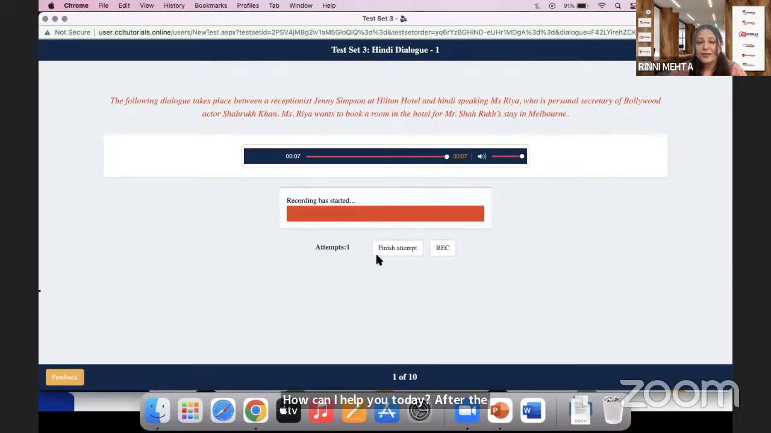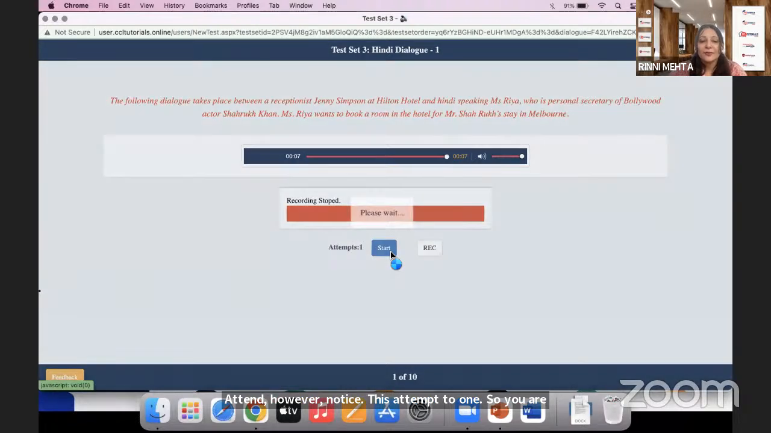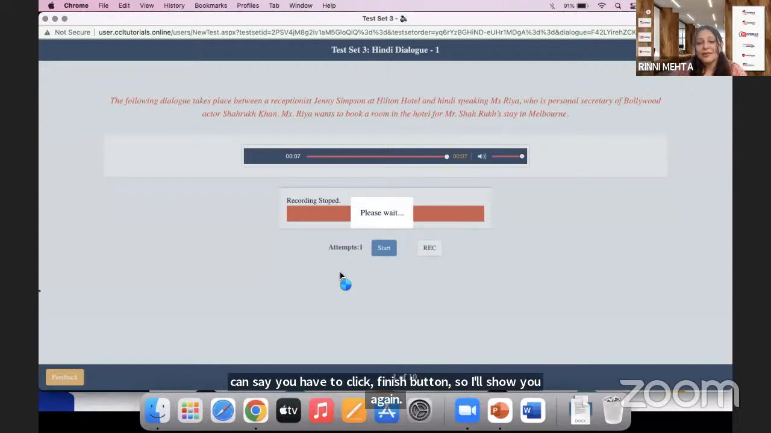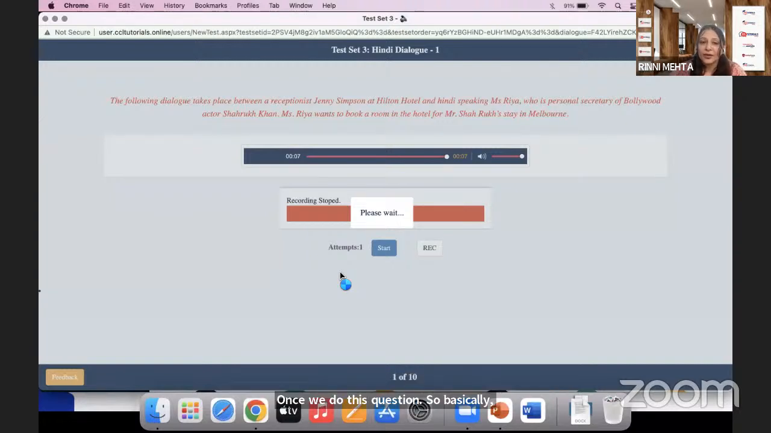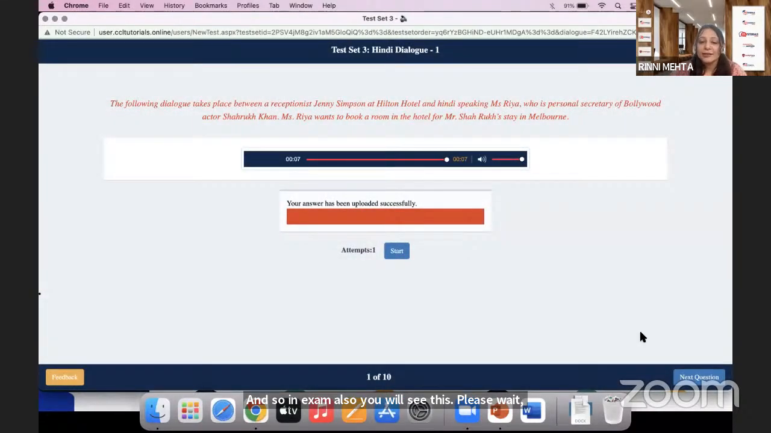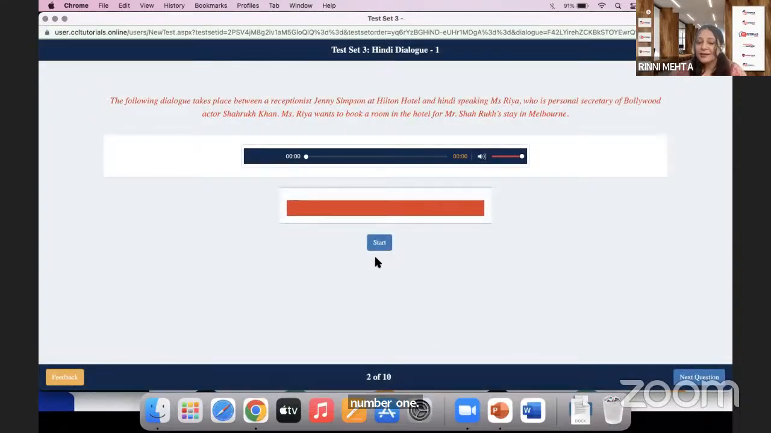After the beep, you will present your translation and click finish attempt. Notice that it's attempt one, so you are translating your answer in attempt one. Once you translate, you have to click the finish button. Your translation will now be stored. In the exam also, you will see a please wait button while your answer is stored in a few seconds. Once it is stored, the next button is there at the bottom. You can see 1 of 10 at the bottom. This is segment number 1. If you click next, you will go to segment number 2, and again the start button will be there.